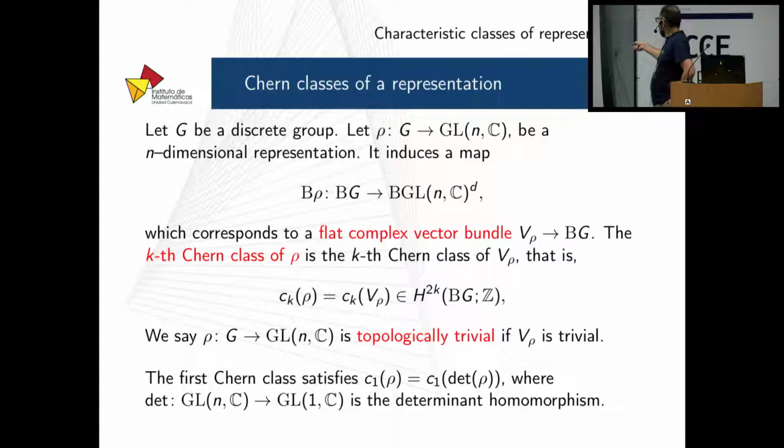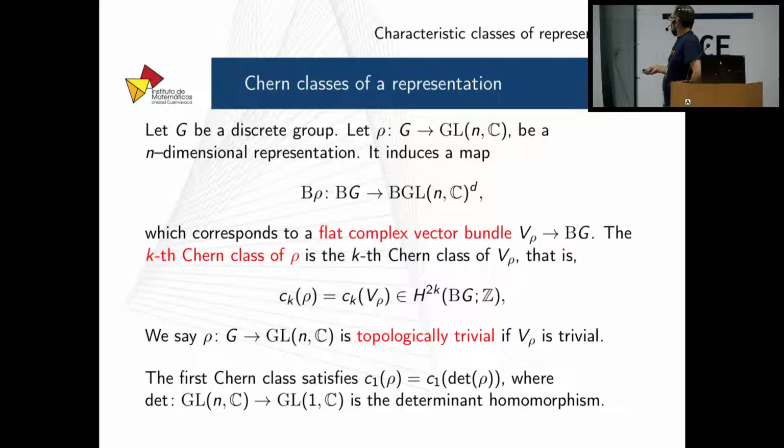The definition of the kth Chern class of the representation is just the kth Chern class of this vector bundle, and it is a cohomology class of degree 2k. We will say that a representation is topologically trivial if the corresponding vector bundle is topologically trivial. And one property of the first Chern class that we will use later is that the first Chern class of a representation equals the first Chern class of its determinant, where the determinant is just the determinant homomorphism from GL_n(C) to GL_1(C).